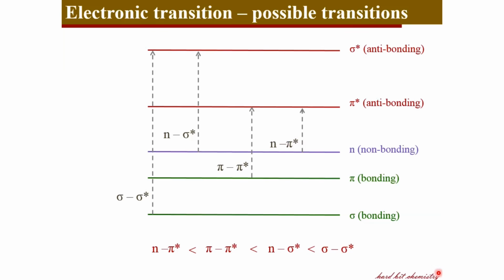So for a given molecule, the possible transitions are described by the presence of a lone pair of electrons or pi electrons, etc. So it comes out of the structure of the molecule.